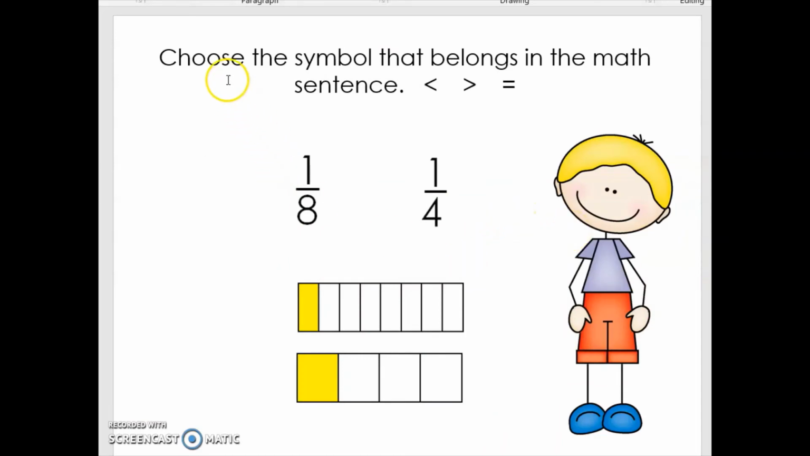Look at this one. Okay, so here we go. This is 1/8, 1 out of 8, and 1/4. Which one is bigger? The 1/4 is bigger, so 1/8 is less than 1/4. Okay? So this number in the denominator is bigger, this number is smaller, but 1 piece out of 8 is less than 1 piece out of 4. All right.